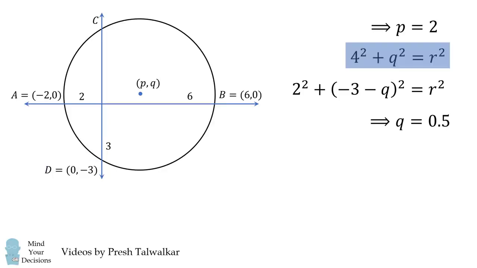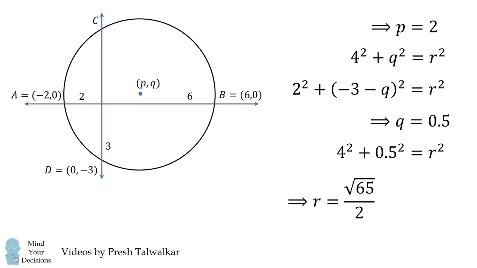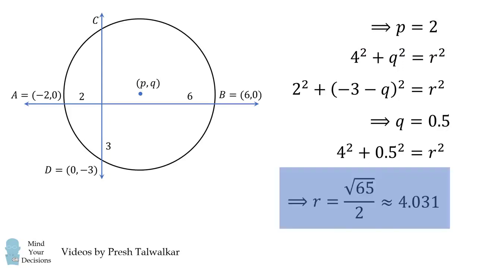We can then substitute that into our first equation and we'll get 4 squared plus 0.5 squared is equal to R squared. We can then solve that R is equal to the square root of 65 all over 2, which is approximately 4.031. So this is another way that you could have solved for the answer, and I think both methods are pretty cool.